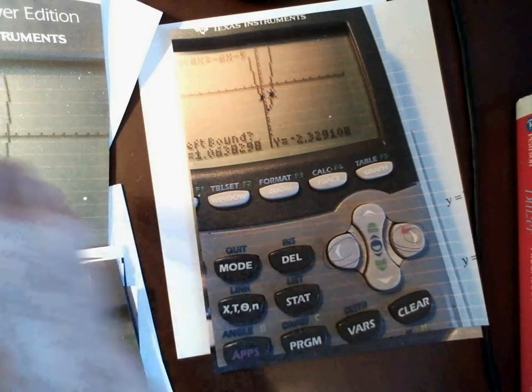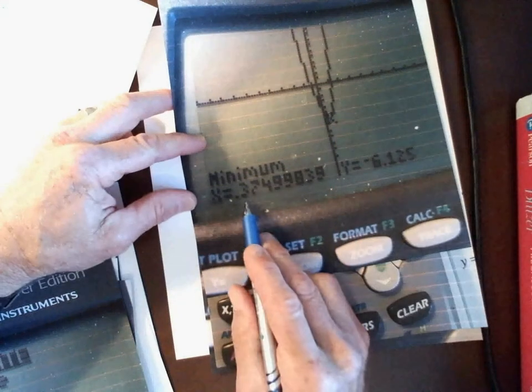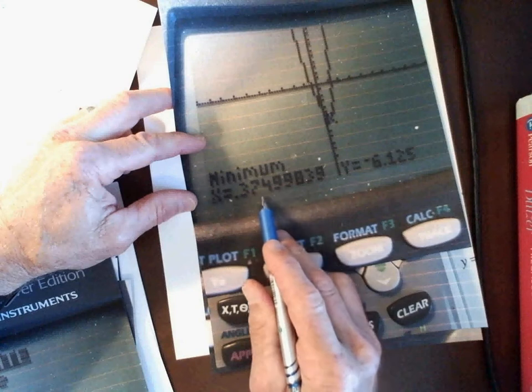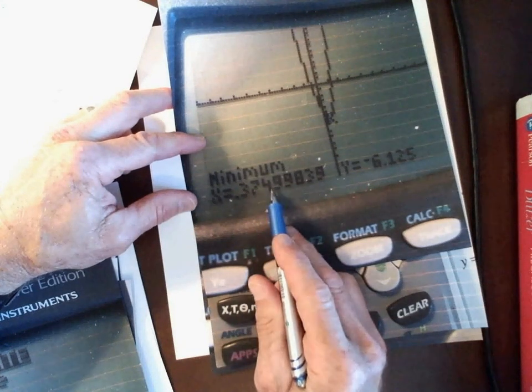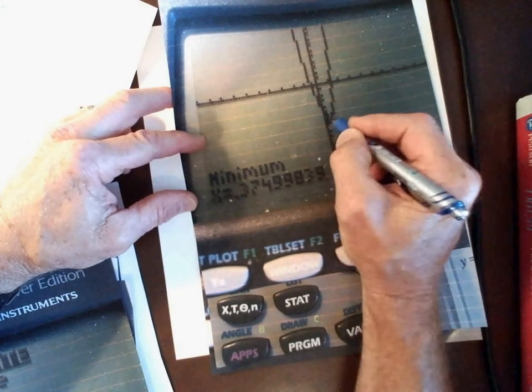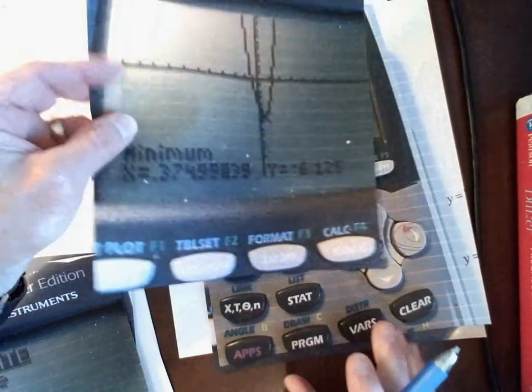And once you push enter one more time, it will come up and give you the value of the vertex, which will be right here. And it'll say 0.3749999, and previously we did this and we got 0.375, which is equal to 3/8, and we got the y value to be negative 6.125, and that would be the y value of the vertex.